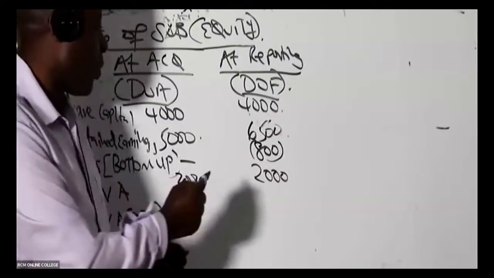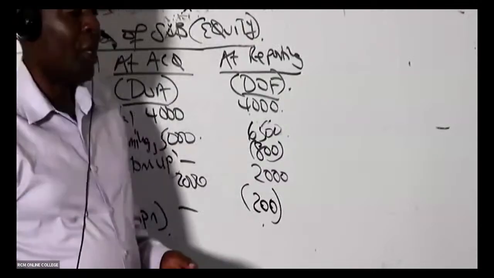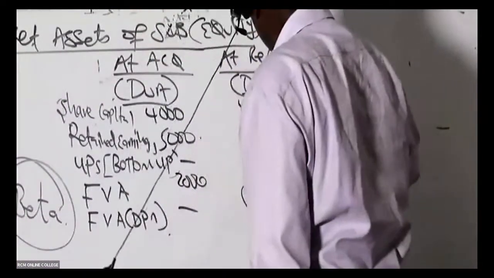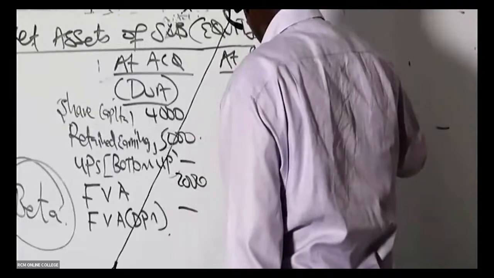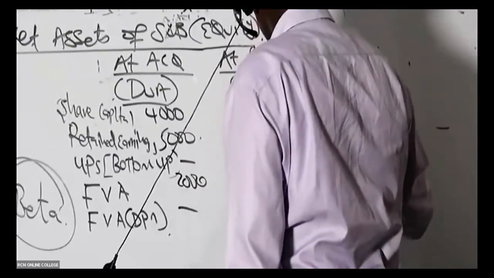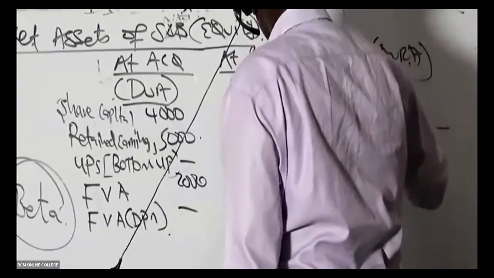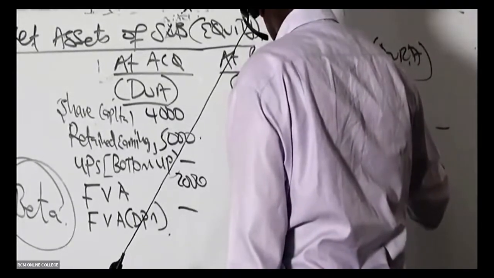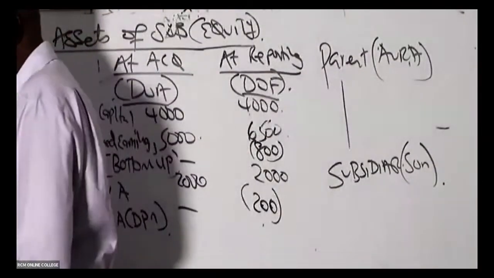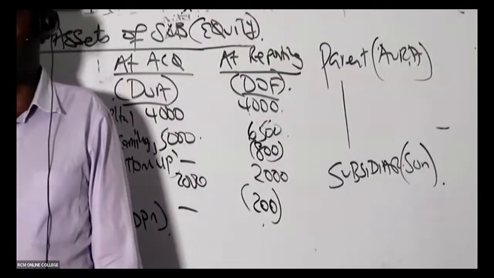200. Wait a bit. Do you understand the thing about top-down and bottom-up? With the parent and subsidiary, let me repeat. Remember, the parent, this is Aura here, and this is Aura Junior, or my son. So in this case here, when it is bottom-up, who is selling to the other?